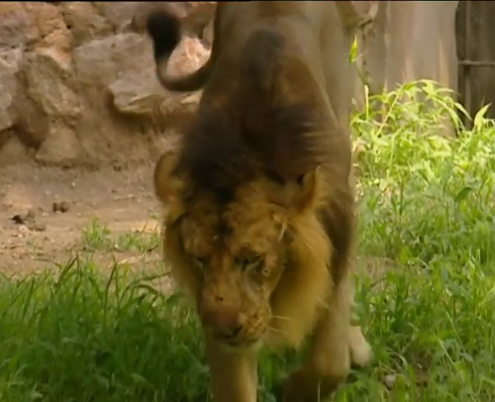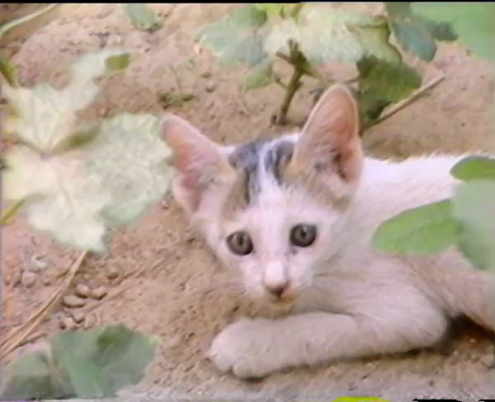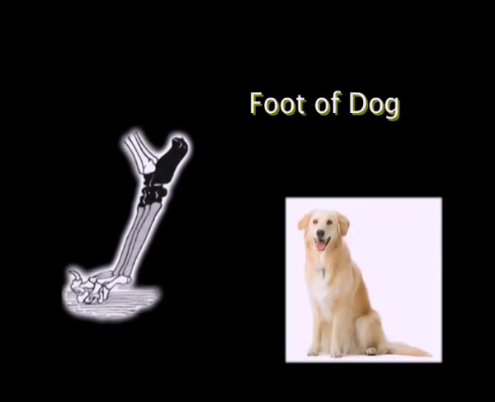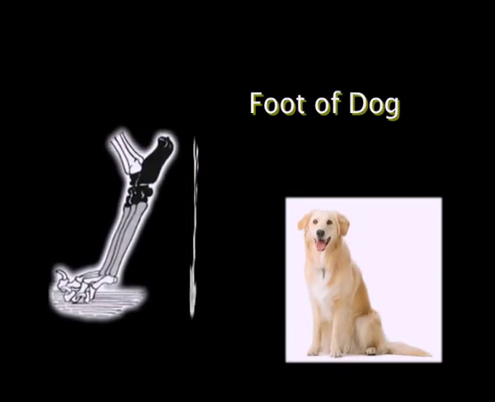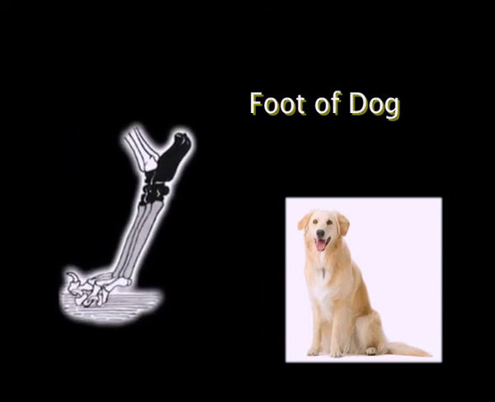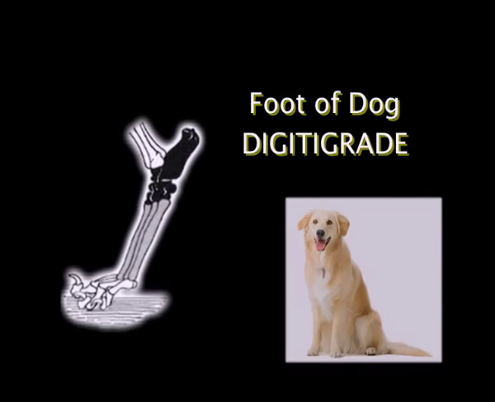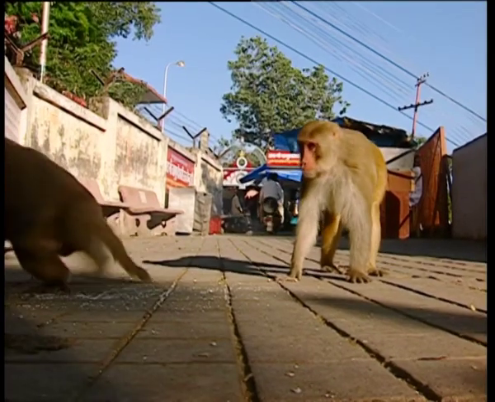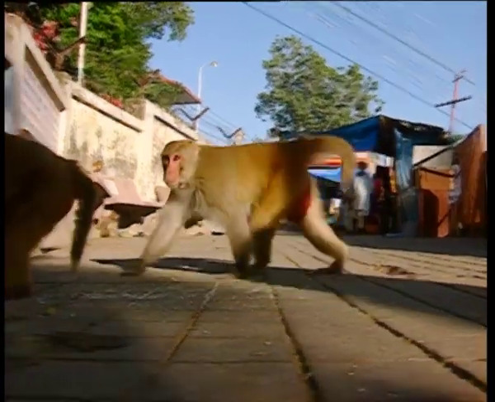Lion, tiger, cat, dog walk and run on toes. Toes are known as digits. So animals walking on toes are known as digitigrade. Monkeys are plantigrades as they walk on the entire sole of the foot.